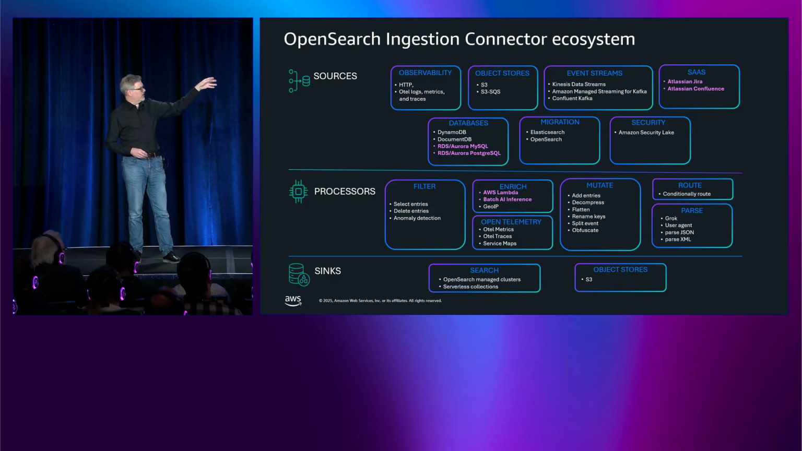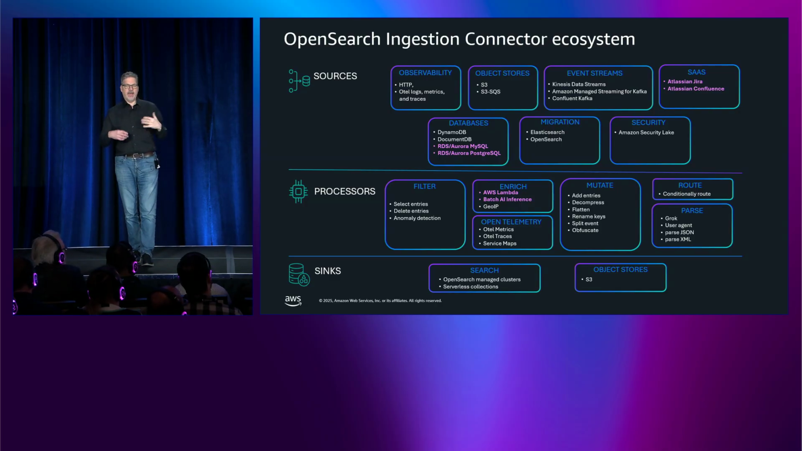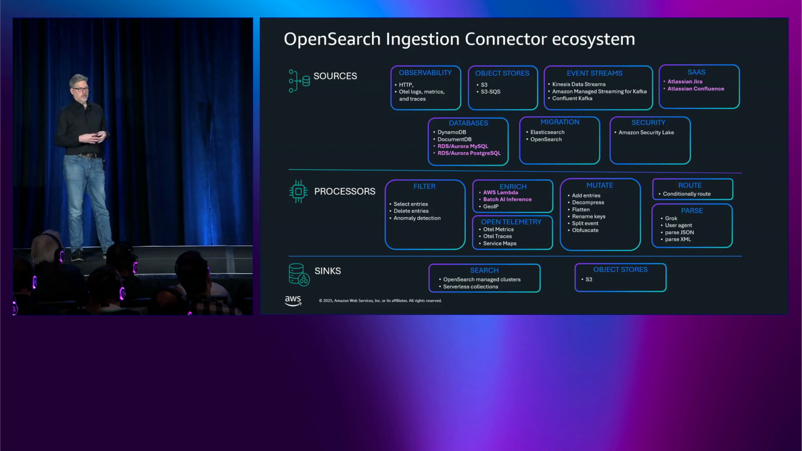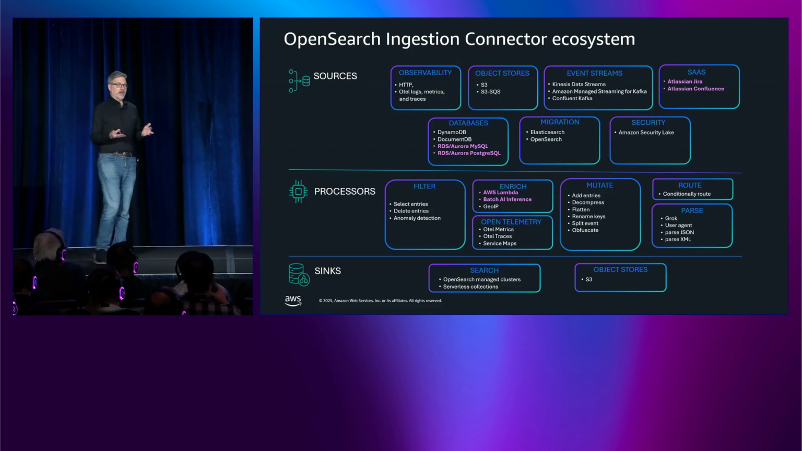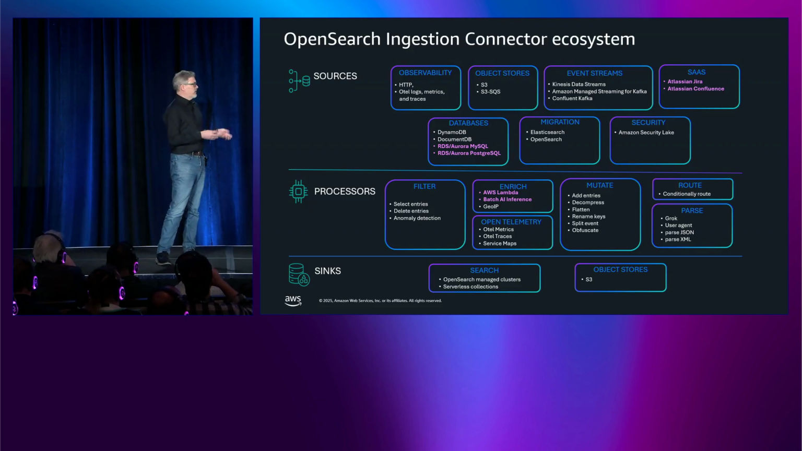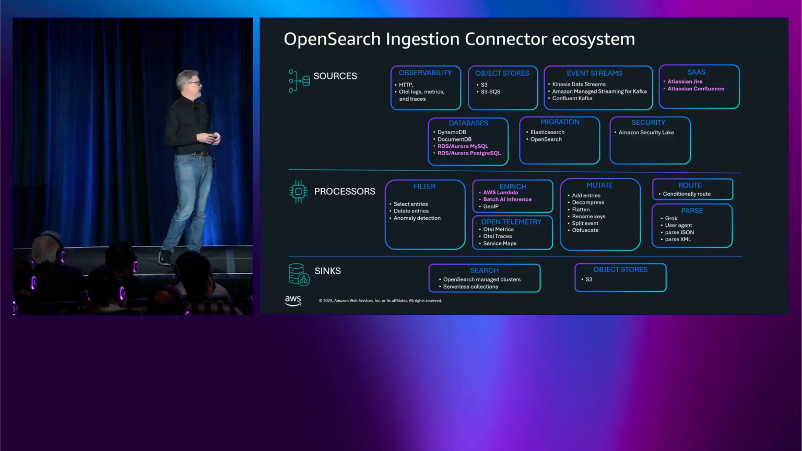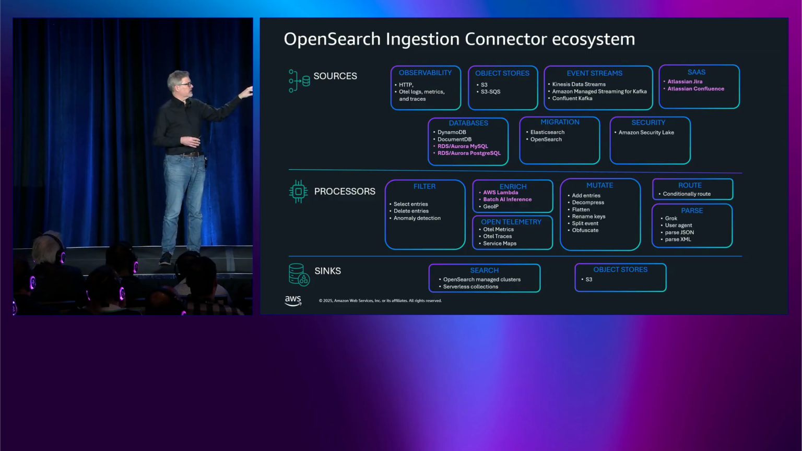We've added, I mentioned RDS and Aurora, we added Jira and Confluent, and we're going to keep adding connectors, just make it really easy to get data into OpenSearch. Then once it's in the pipe, you can do a large amount of processing on that data to enrich, select entries, do conditional routing, drop, aggregate, do OTel processing.